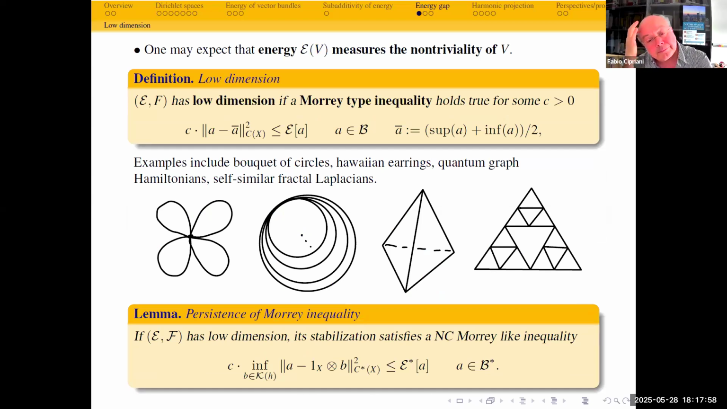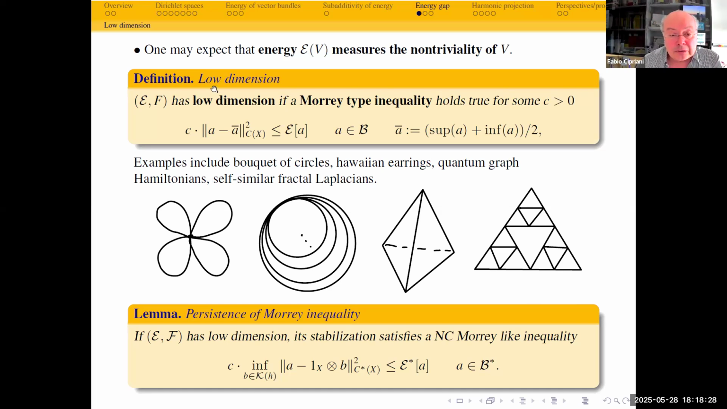As a second property, one can say that, as already said at the beginning after the definition, one could expect that this number, the energy, could measure the non-triviality of the bundle. We will see that this idea has a concrete realization, at least in low dimension.